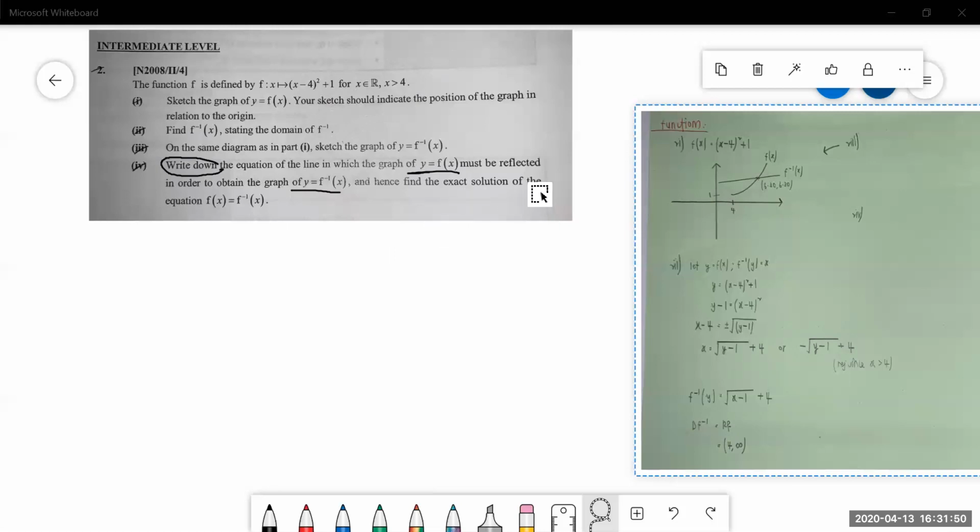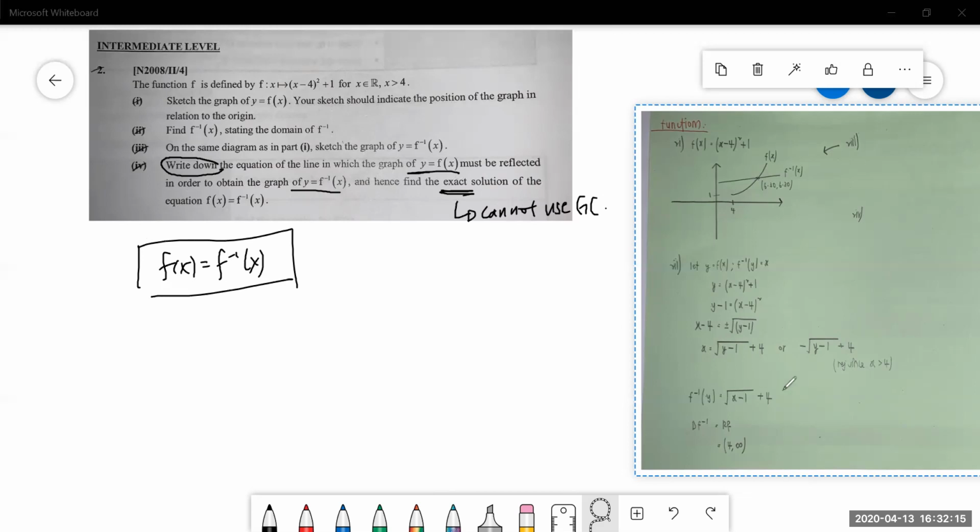And hence find the exact solution. So how to find the exact solution? If they say exact solution, it means you cannot use GC. So they want you to solve for f(x) equals f inverse x. Instead of solving for this, because take a look, your f inverse x is so complicated, square root of x minus 4 plus what? It's so complicated. I don't want.